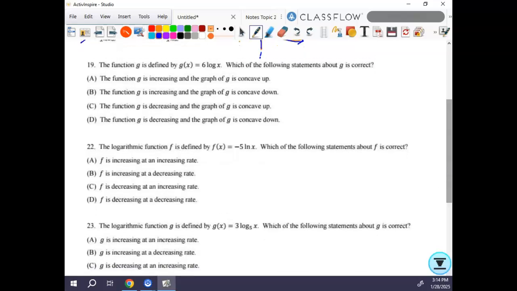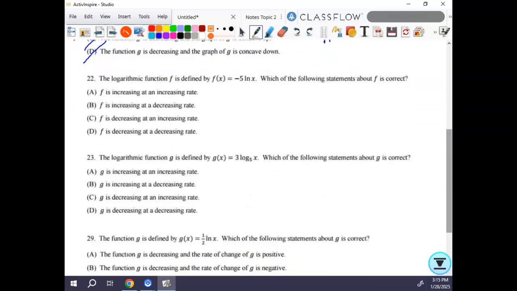All right, which of the following statements about g is correct? Right, so I want to know if the function is increasing or decreasing, concave up or concave down, so I need myself a little picture. The log looks like this. That 6 stretches it, that's it. So this function is definitely increasing, so I can eliminate C and D, and it is concave down, which is B.